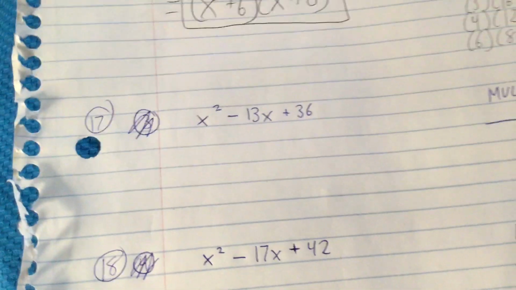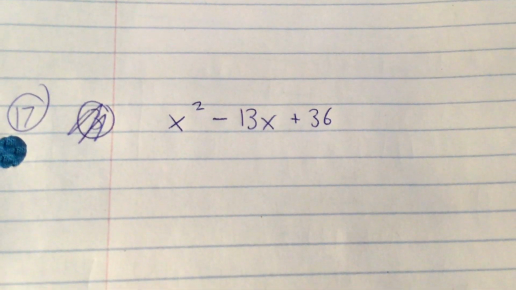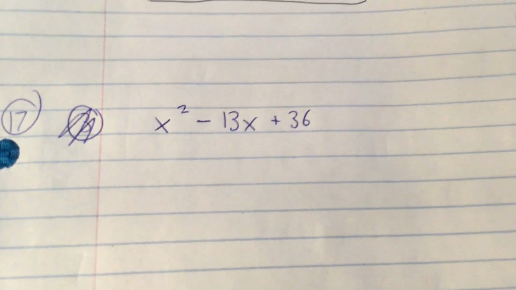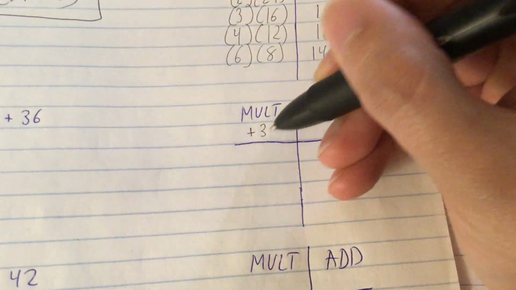Okay, 4 more to go. x squared minus 13x plus 36. So we're looking for two numbers that multiply to positive 36 and add to negative 13.